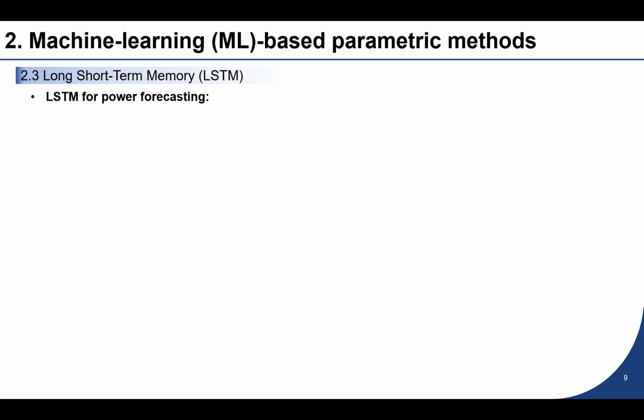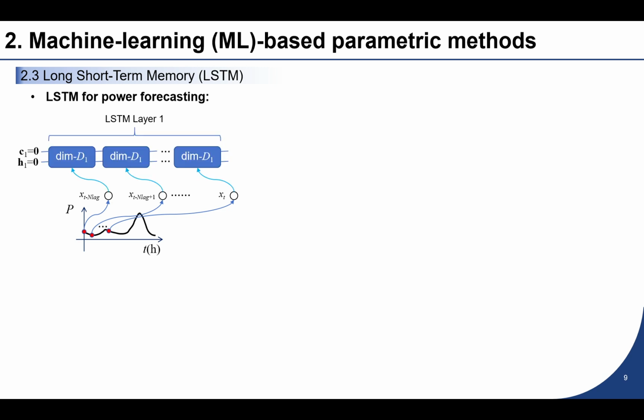Now let's look at how to use LSTM for power forecasting. Similarly to the previous case, the historical power sequence was sampled to construct the input feature sequence for the LSTM. This sequence is fed into a stacked LSTM structure consisting of multiple LSTM layers. In the first LSTM layer, each block represents one time step. The hidden state dimension is denoted as D1.